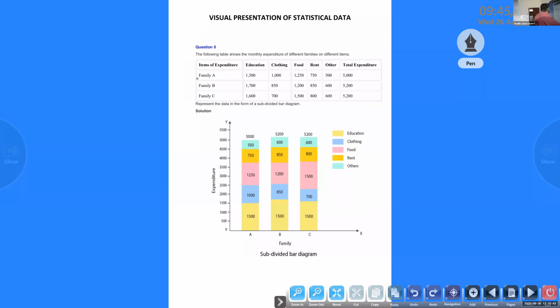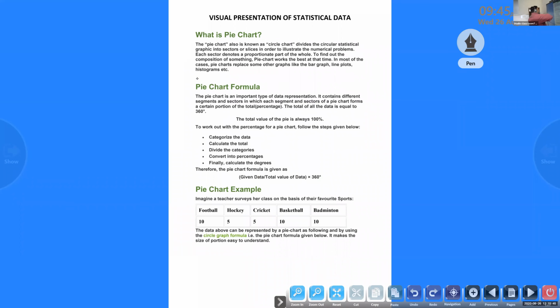So next one we know that is called pie chart, pie diagram. The pie diagram, we know, is a circle chart. There are a number of positive aspects and negative aspects for pie chart also. We know that basically the total value of the pie is always 100. Like a percentage bar diagram, we want to convert the data into percentage. In the pie diagram also, we want to convert the data into percentage.